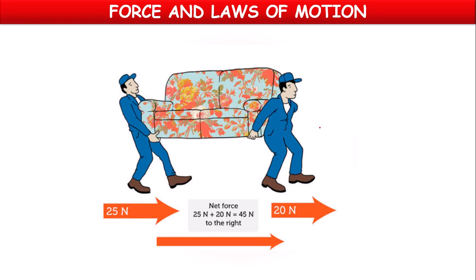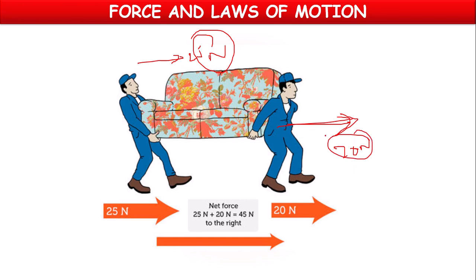Suppose this person is carrying the sofa towards the right side with 20 Newton force. He is pulling the sofa. Whereas this person, the back person, is pushing the sofa forward with 25 Newtons force. As both forces act in the same direction, the net force will be 25 plus 20, 45 Newtons towards the right side. So that's why the sofa is moving.